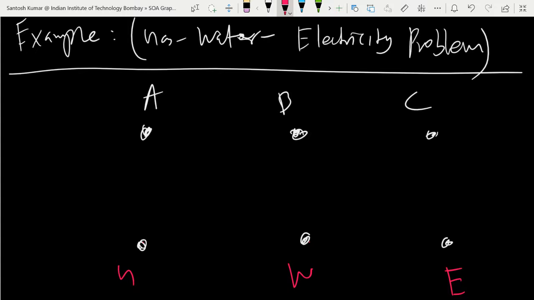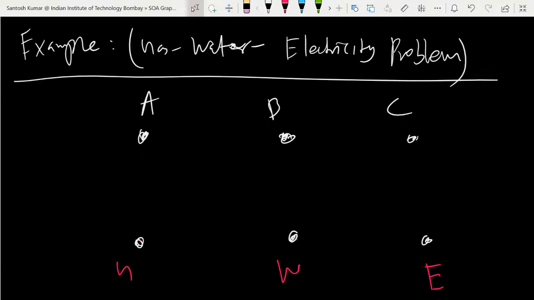We must make paths so that each house has a path to each of the three utilities, gas, water, and electricity, in order to avoid confrontation. We don't want any of the paths to cross each other. So try this. Can you solve this problem? Three people are there, three utilities are there. Everyone wants all three utilities without crossing each other's path. Can you make that? Try in your notebook and then tell me.